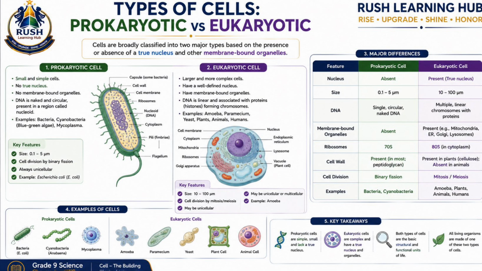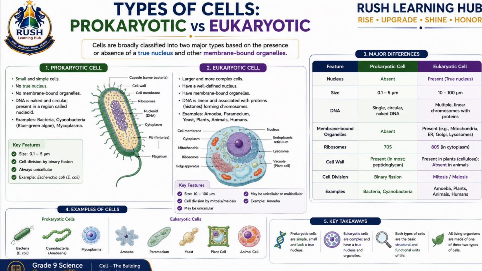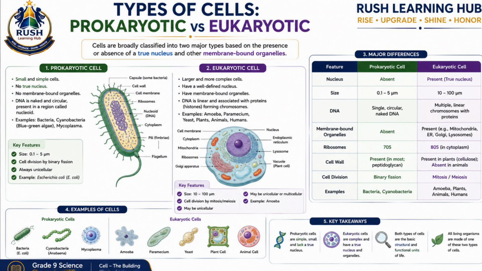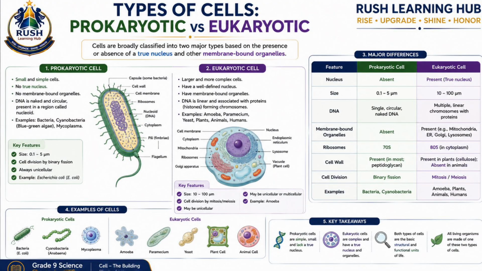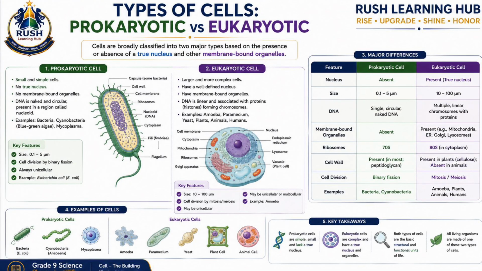Now let us briefly discuss the cytoplasm. The cytoplasm is a jelly-like substance present between the cell membrane and the nucleus. It contains various organelles and serves as the site for numerous biochemical reactions. The cytoplasm acts as a medium through which nutrients, enzymes, and other substances move within the cell. Without cytoplasm, cellular activities cannot occur properly.